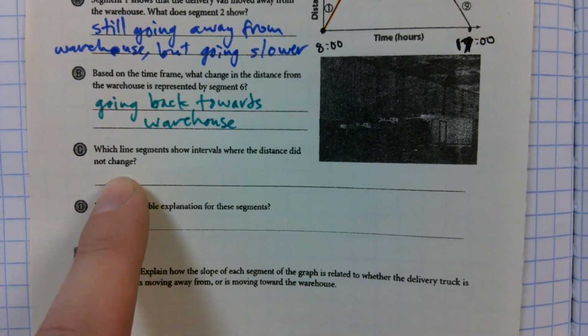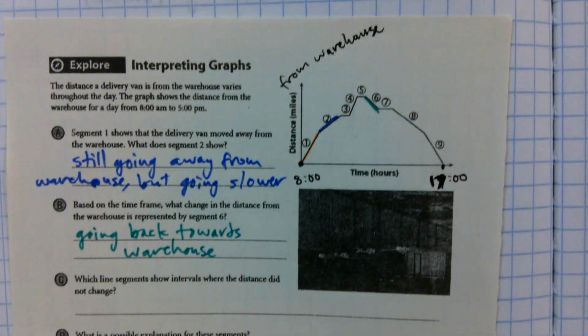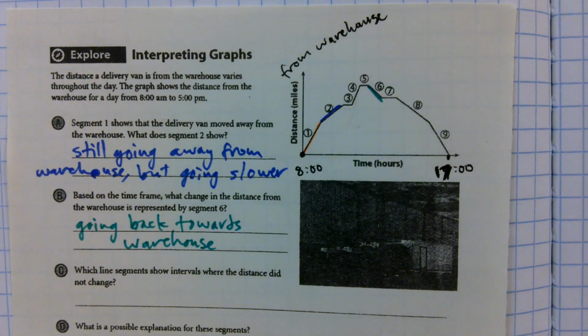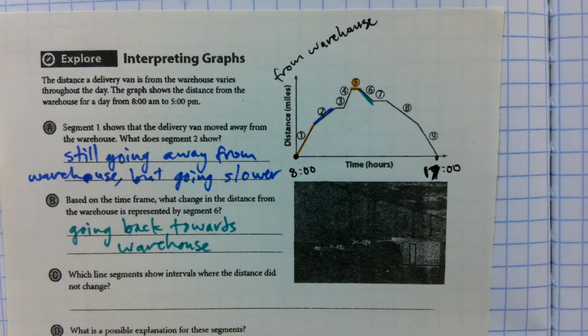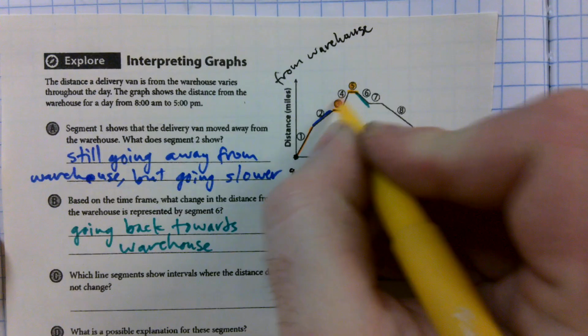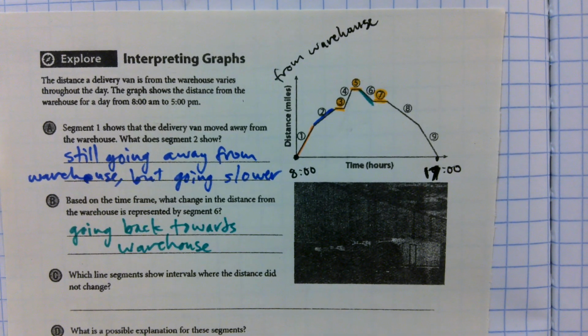Anthony, you got the answer to number C? Which line segment shows intervals where the distance did not change? Number 5. Perfect. Number 5, definitely. Is there any other? What else shows that we didn't change distance at all, Anthony? And number 7. Perfect. Thank you, Anthony. Number 3 and number 7. How can we tell that the distance didn't change there? Because they were flat.